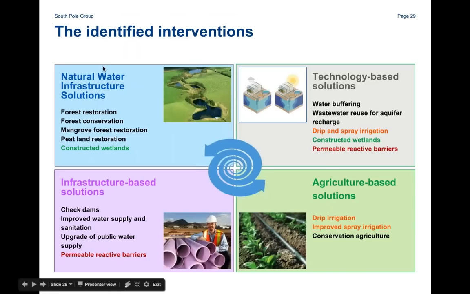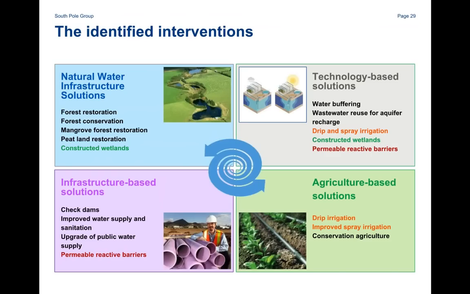The 4 clusters we identified, which you can see in this slide, are based on different, let's say, natural or physical infrastructure. The first cluster, natural water infrastructure, embraces all those measures that rely on natural capital, such as forests, mangroves, wetlands, or peatlands.